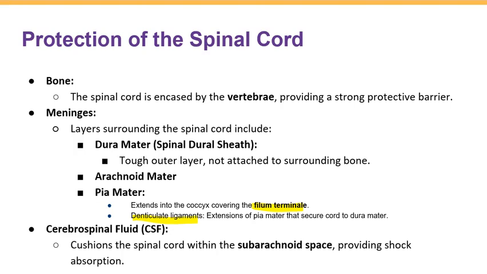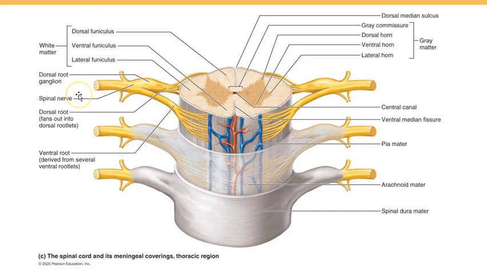And finally, don't forget about the cerebrospinal fluid. As we had the cerebrospinal fluid around and inside of the brain, now we're going to talk about how the cerebrospinal fluid is found around and inside of the spinal cord, cushioning and protecting it. The cerebrospinal fluid is found inside of the spinal cord, inside of the central canal, do you remember? And also outside of the spinal cord within the subarachnoid space, or under the middle layer of the meninges. So it cushions the spinal cord and also provides shock absorption.